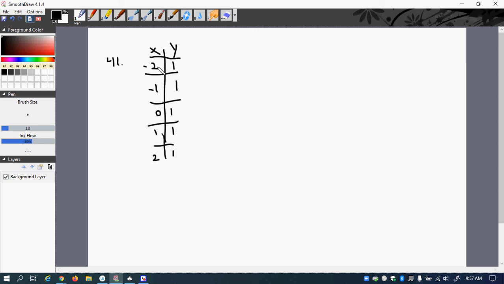So is this a horizontal or a vertical line? Well, if you're not sure, let's just go ahead and graph them. There's nothing wrong with that. I think it's much better when you graph that you see the visual effect. So here's negative 2, 1, negative 1, 1, 0, 1, then 1, 1, and then 2, 1. And so we can see that this is a horizontal line, not a vertical line.